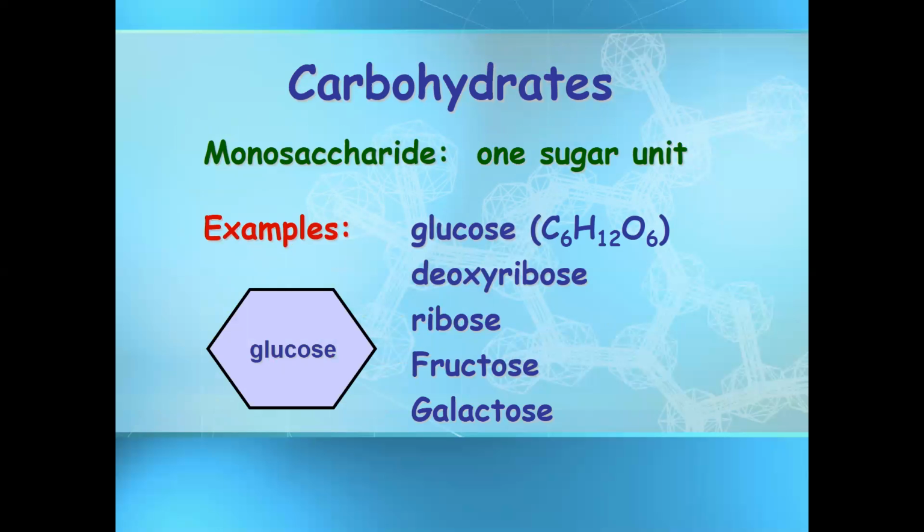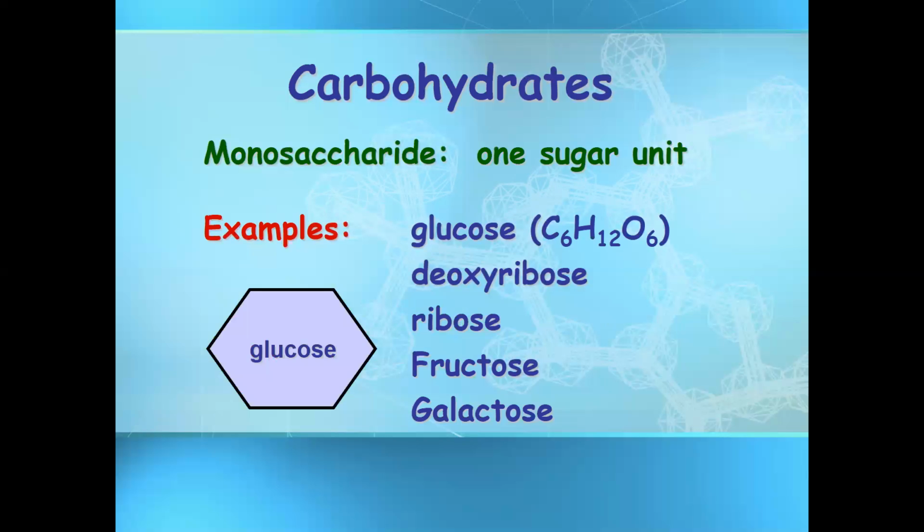Here are examples of monosaccharides. The most famous one up there is going to be glucose, and that's because, again, that's what plants are using to pull together to build themselves. It's what plants create during photosynthesis, so it's a very, very important building block for them.